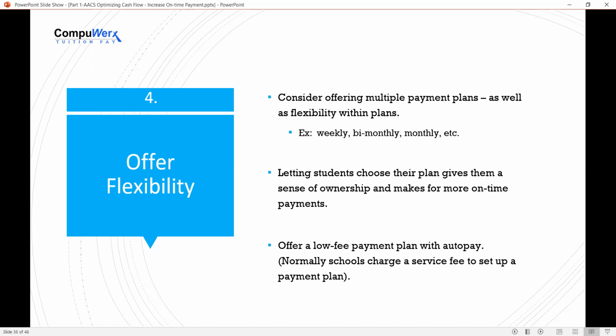Letting students choose their payment plans gives them a sense of ownership, so they will make the payment on time. Offer a lower fee for the payment plan with automatic payment. Normally, schools do charge a service fee to set up a payment plan. So you could figure out how much your school wants to charge to set up a payment plan for your students.